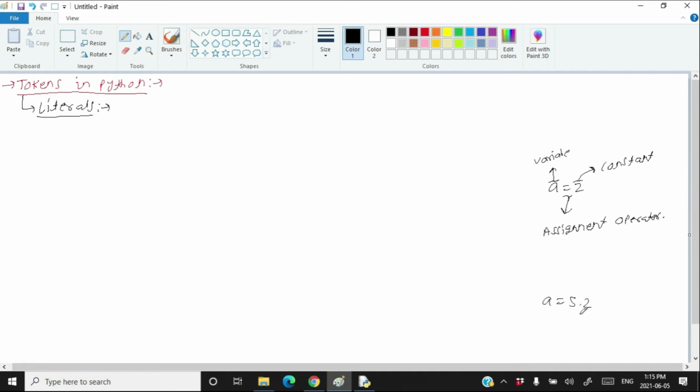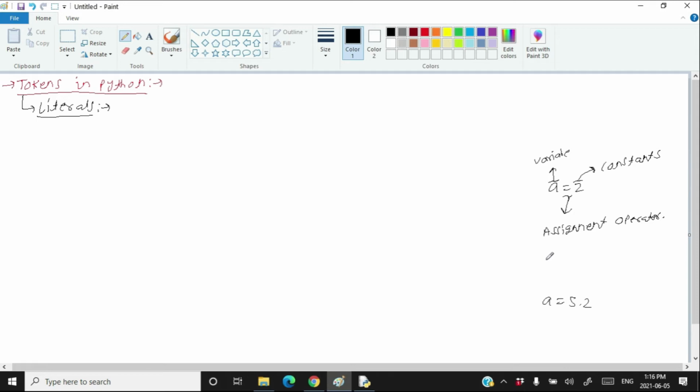But the value of 5.2 cannot be changed. 5.2 will be 5.2 forever. It cannot be something else. 2 will be 2 forever. It cannot be something else. So 2 and 5.2 are called constants. We will learn more about variables and constants in the coming videos of this series. But right now, I think you have a basic idea about what a variable is and what a constant is.